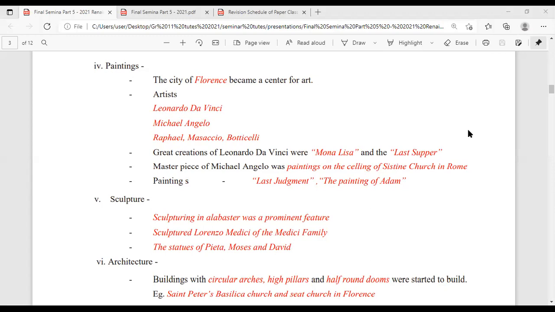Remember that last year's question was about that. Explain the second question: the features of art and sculpture during the Renaissance. So then you have to write those things. The last year question, we will discuss next week, right?